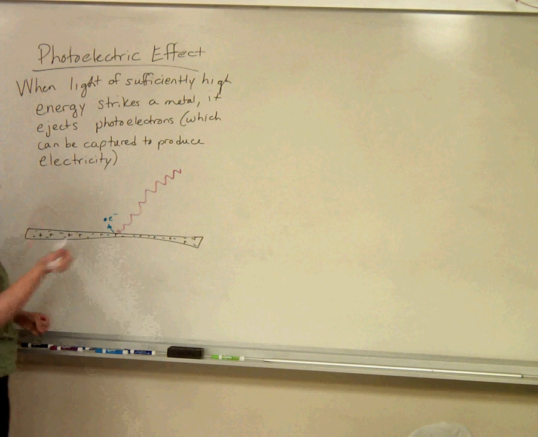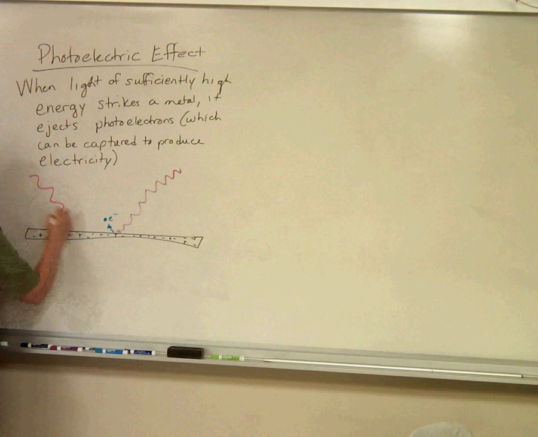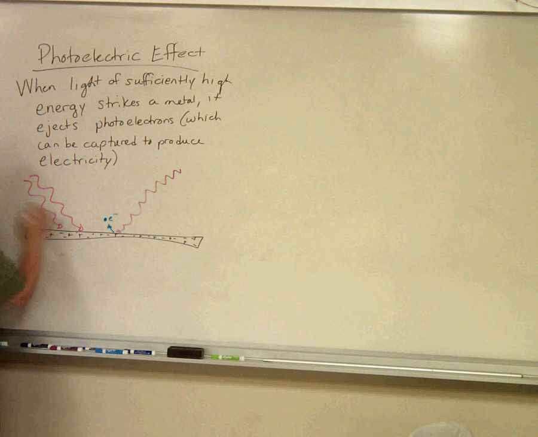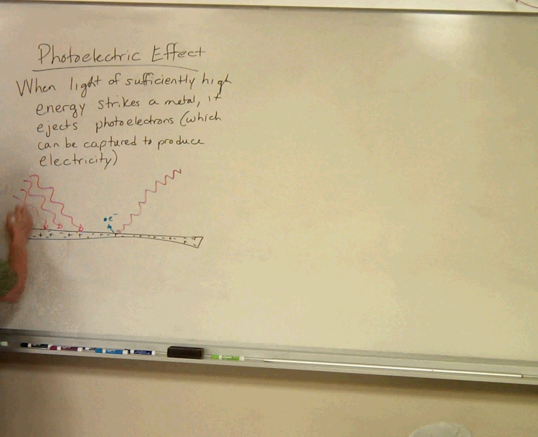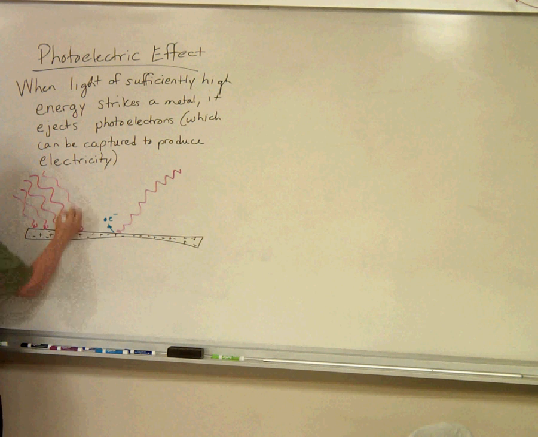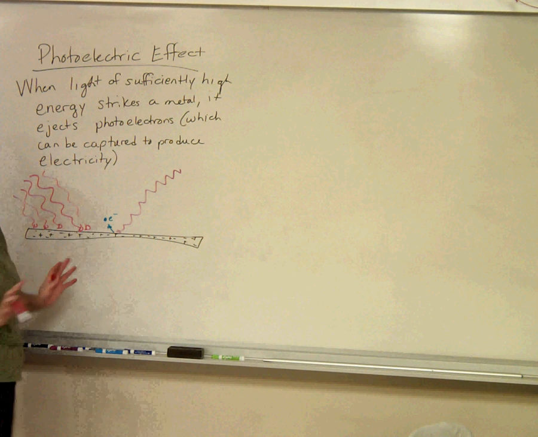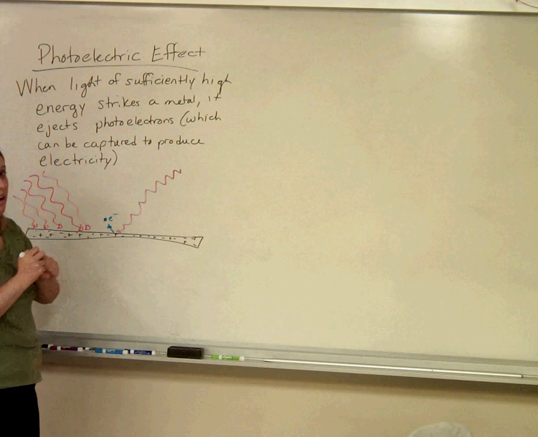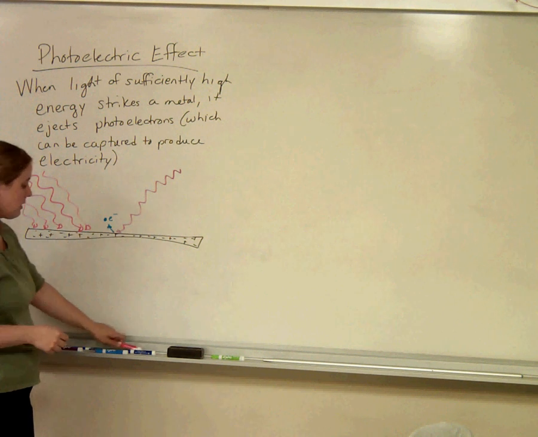If red light, which is lower energy light, comes in, nothing will happen. And it does not matter how much red light you put in there. You could just beat this thing with red light and no electrons will be ejected. It doesn't matter about the quantity of light, it matters about the energy of light. It has to be high energy. So that is basically photoelectric effect.